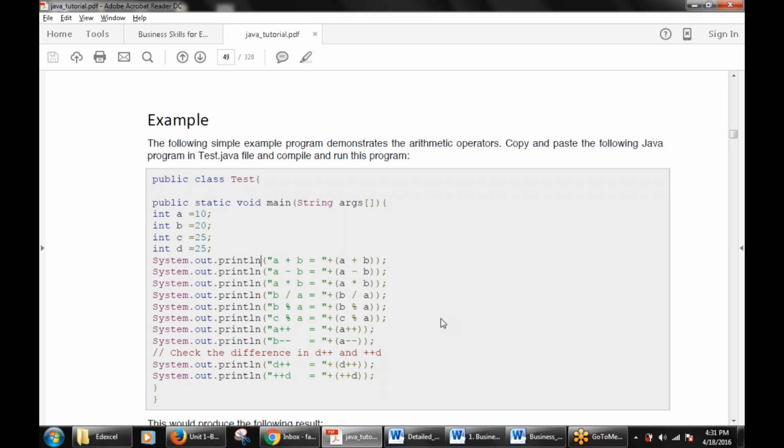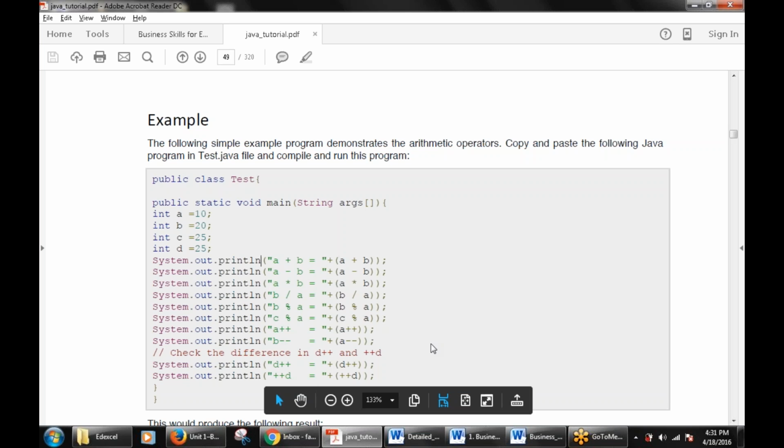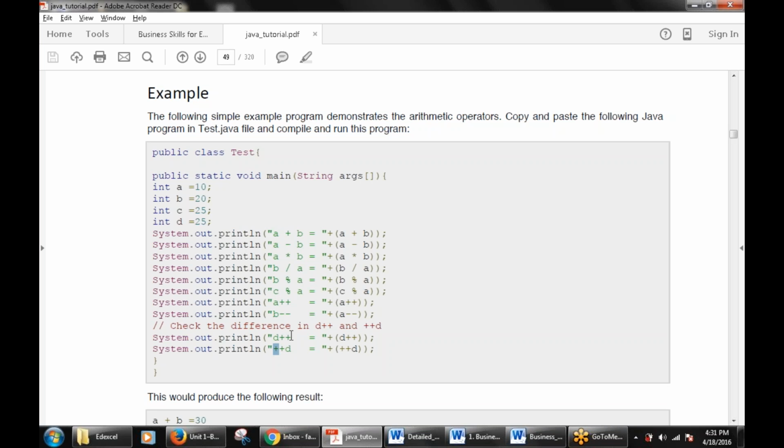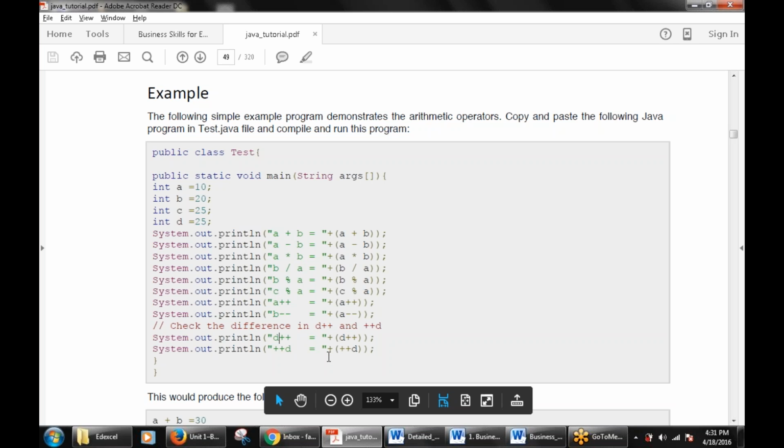Then d plus plus, where the value is 25 in the first statement, and then the value is incremented to 26. Again it is incremented, that is a pre-increment. There are 2 categories of the increment or decrement operator: one is pre, one is post. So the first statement is an example of post-increment, and the second statement is an example of pre-increment, plus plus d.